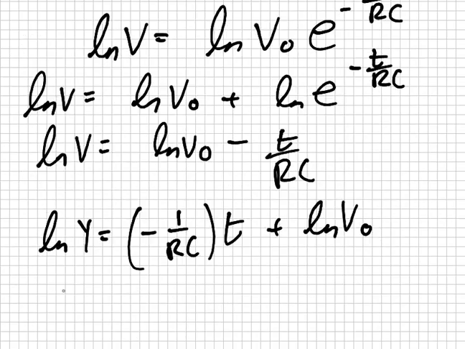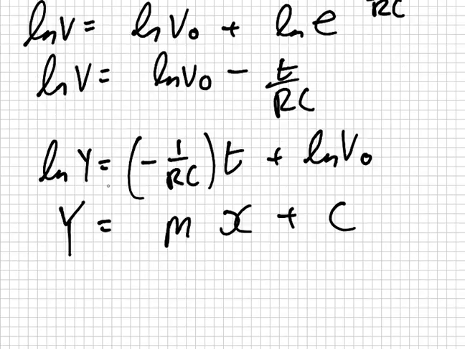So if you compare it to y equals mx plus c, you can see that the slope represents minus 1 over RC, which is what they say to do in the question. So 2 marks there for that.